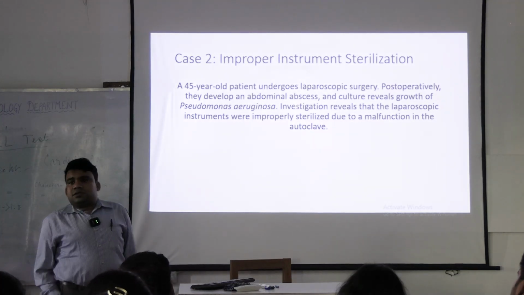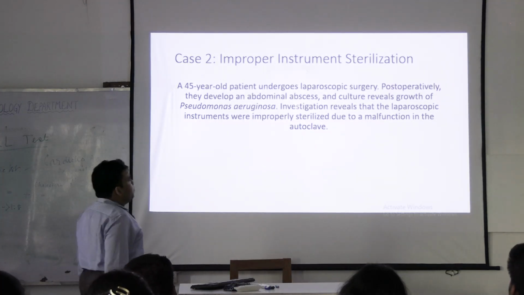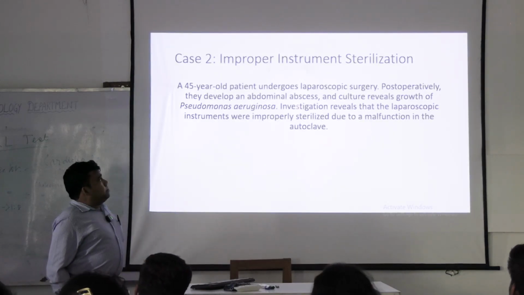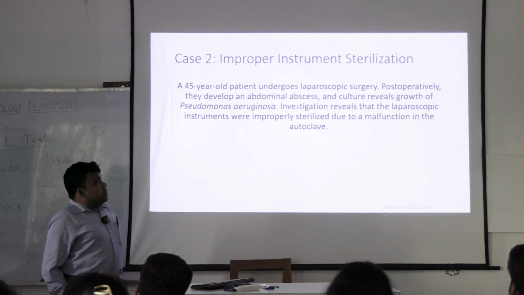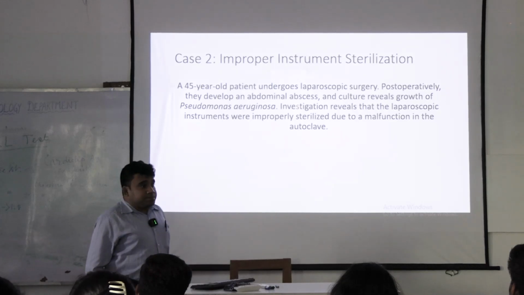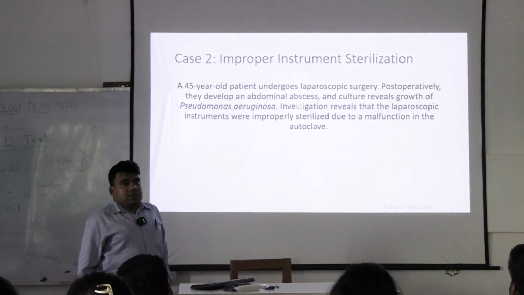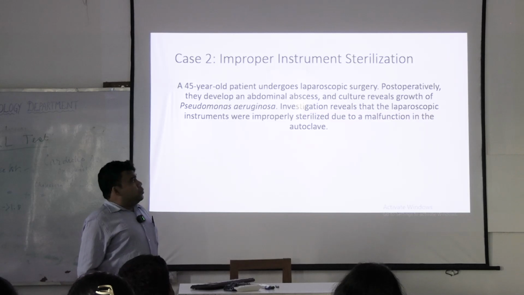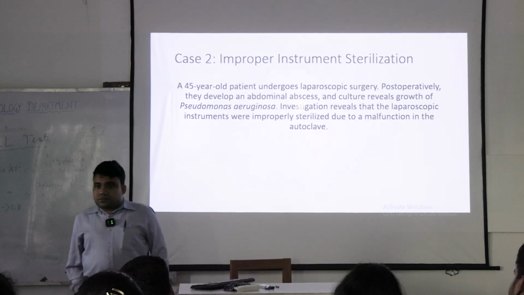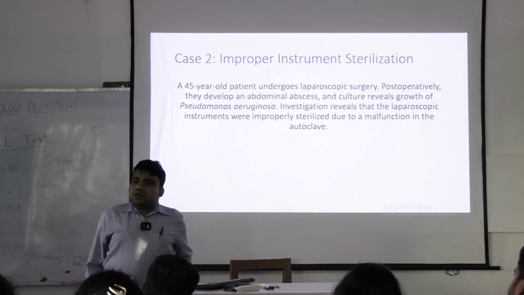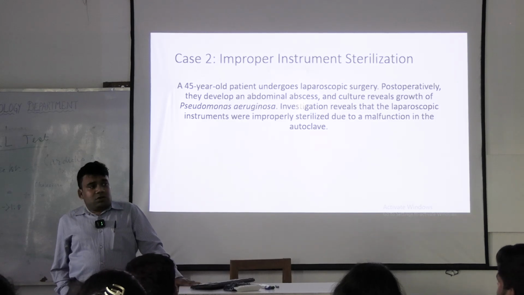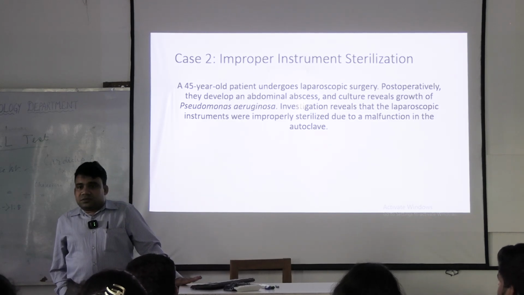Now coming to the next question. A 45-year-old male patient undergoes a laparoscopic surgery. Post-operatively, the patient develops an abdominal abscess and the culture reveals the growth of a bacterium called Pseudomonas aeruginosa. The investigation reveals that the laparoscope instruments were improperly sterilized due to malfunction in the autoclave. What is this type of infection called? It is called iatrogenic infection, or more precisely nowadays, healthcare associated infection.